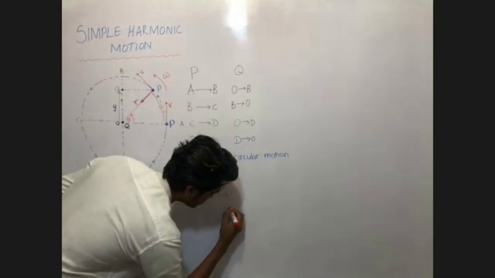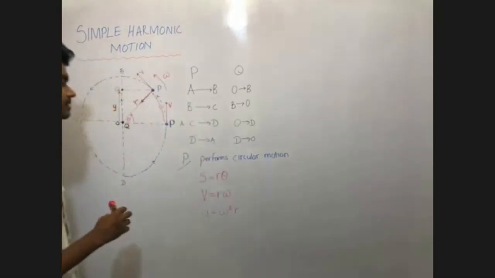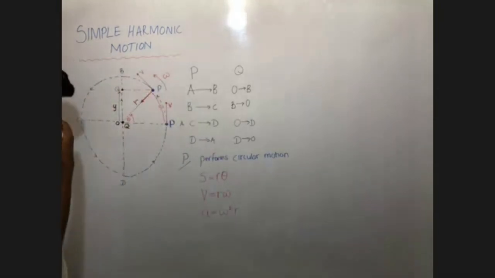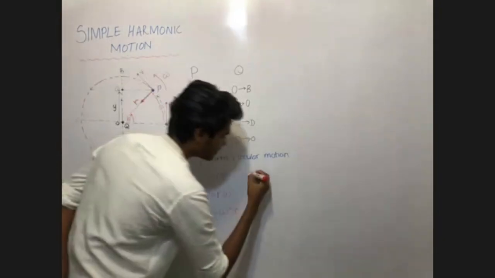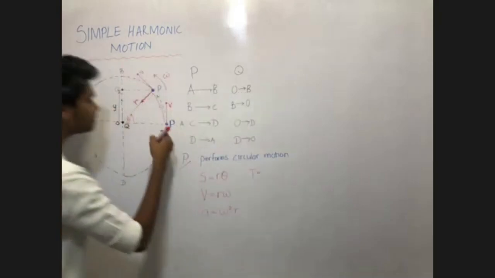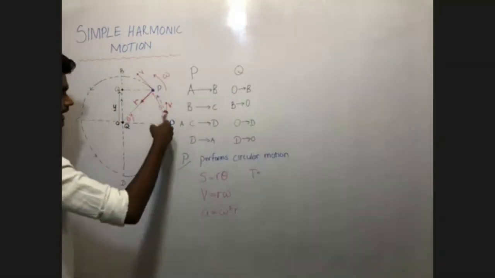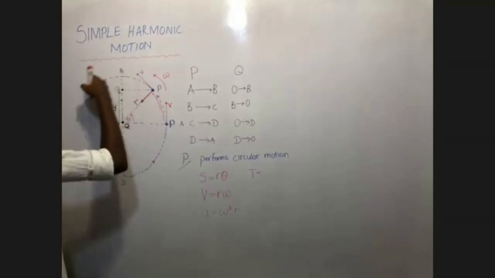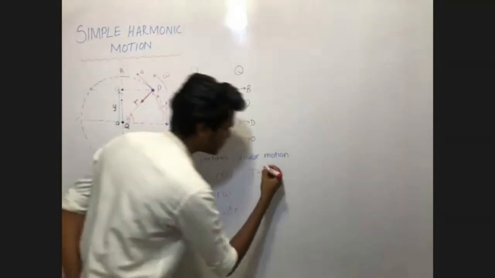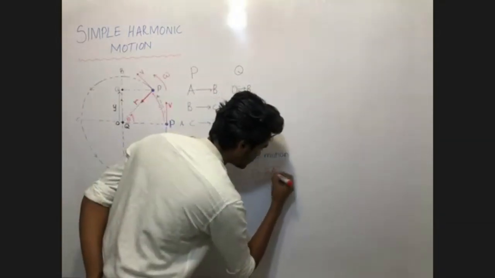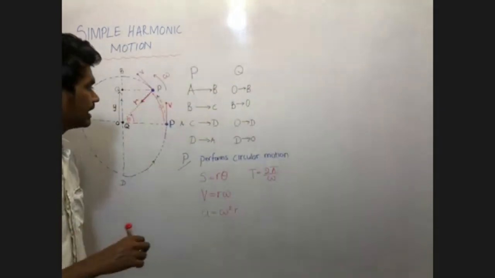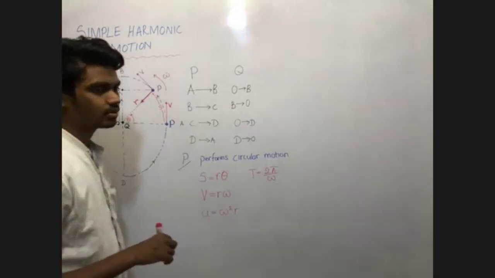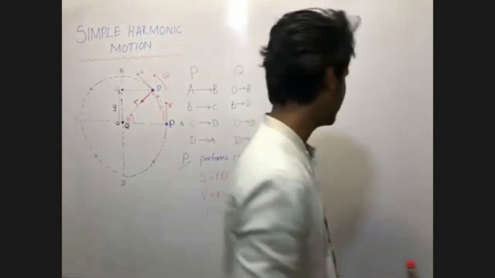Omega squared r. So what is the time taken to perform one complete revolution? Time taken by P to perform one complete revolution is what? T is equal to 2π divided by omega, right? And omega is equal to theta divided by T. Those things are there.